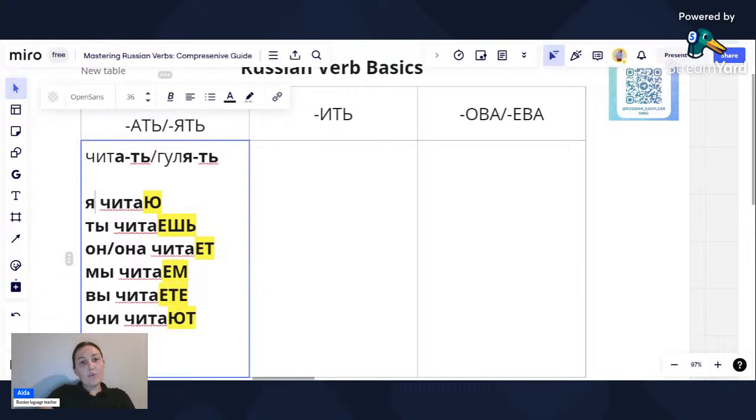Okay, look, this is the present tense of the verbs of the first group. Verbs of the first group have the ending ать or ять. To change such a verb in the present tense, you need to cut this part and use this part, чита. Я читаю, ты читаешь, он, она читает, мы читаем, вы читаете, они читают.